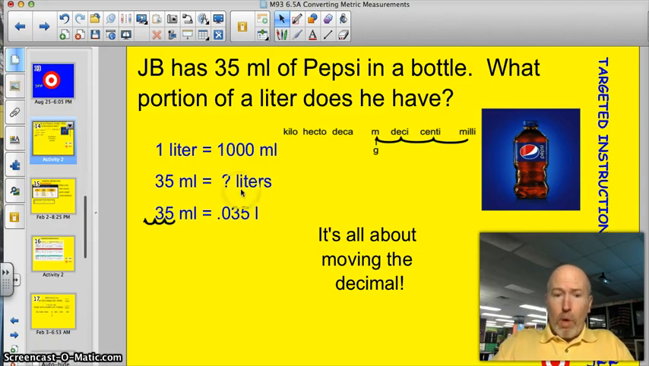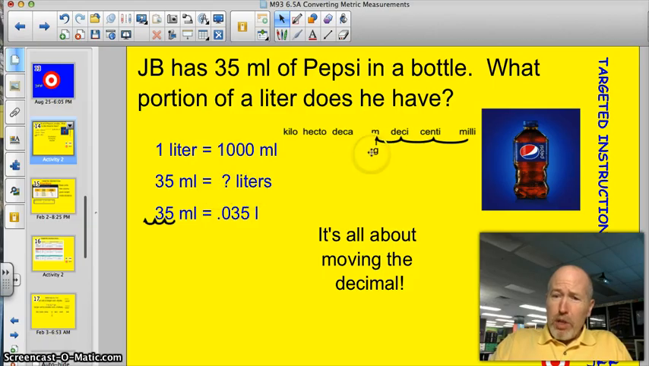All right, well, we know that 1 liter is equal to 1,000 milliliters. Now, even if you don't know that information, when you take this in a testing situation or a quiz, either by us or by the state, they will provide a chart with some of this information. So we know that 1 liter equals 1,000 milliliters. 35 milliliters is how many liters?